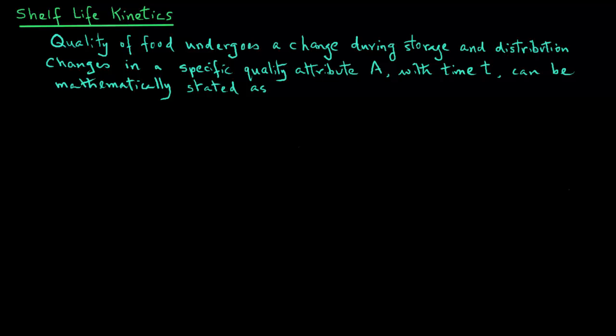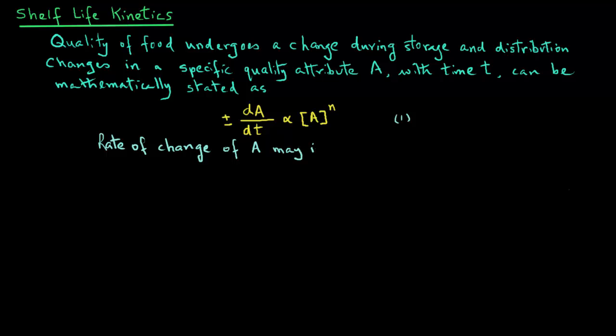as follows. dA over dt, and we will use the sign plus minus, is proportional to the concentration of A raised to power n. We will call it equation 1. The left-hand side of equation 1 states that the rate of change of A with time is expressed as dA over dt, which may increase or decrease.